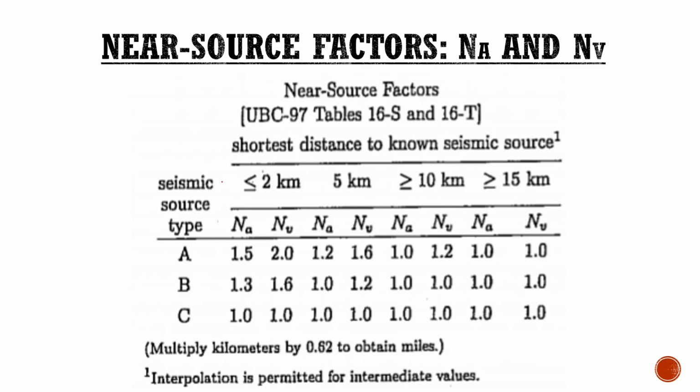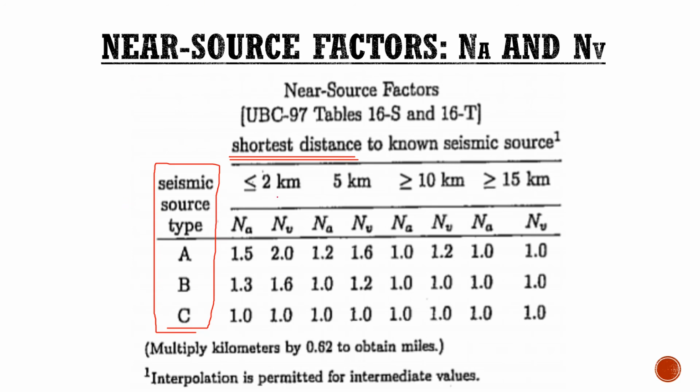To get NA and NV, you need the seismic source type, so you must choose A, B or C. Then you need to know the shortest distance to the known seismic source. I will show you that later.